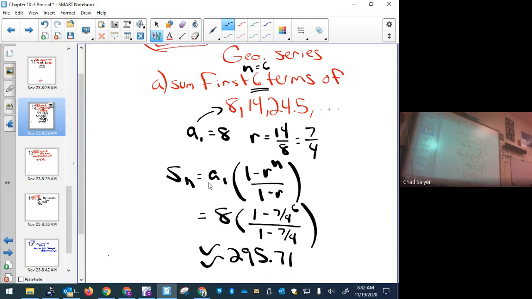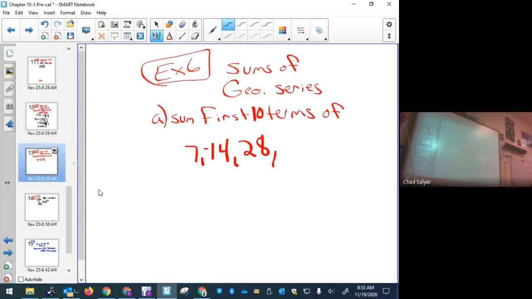So to find a geometric series sum, you need a sub 1, you need r, and you need n. A sub 1, r, and n. Questions, anybody? All right, cool. Here's one for you. Sum the first 10 terms for this sequence.